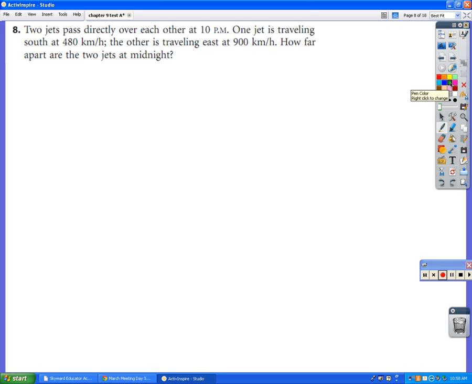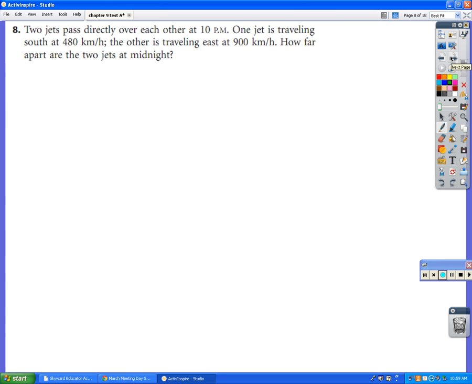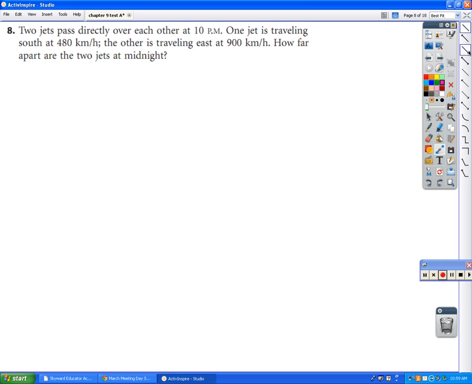Wait, how do we figure out the isosceles? Because two of those lengths, distances came out to be the same. Okay. So that means two sides of the triangle are the same. Okay. This one was stupid. Well, first you had to figure out how long they've been traveling.